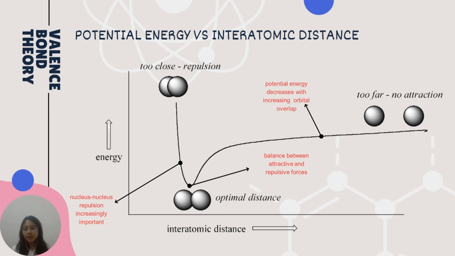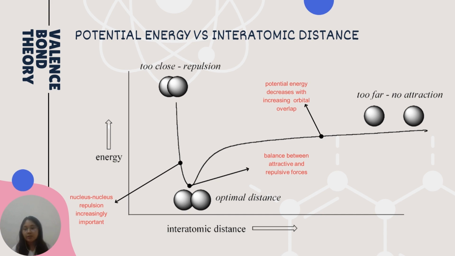As two hydrogen atoms approach each other and initiate bond formation, a pertinent question arises. What precisely occurs during this process of bond formation between the two atoms? Initially, when the two atoms are situated at a distance from each other, there is no interaction between them, resulting in zero potential energy for the system composed of the two hydrogen atoms.